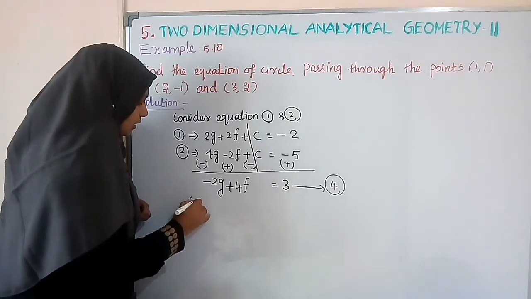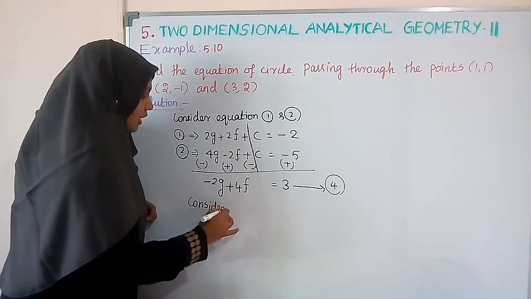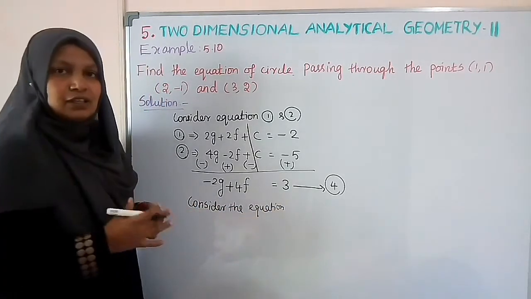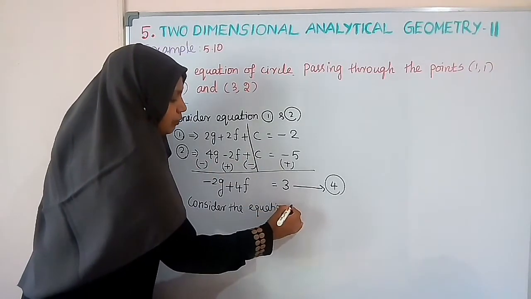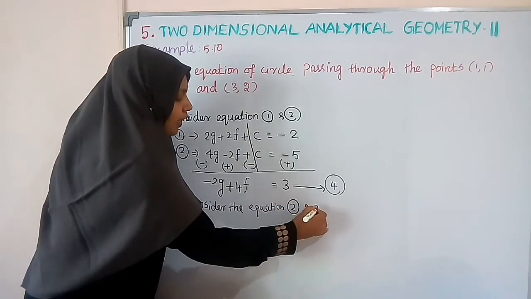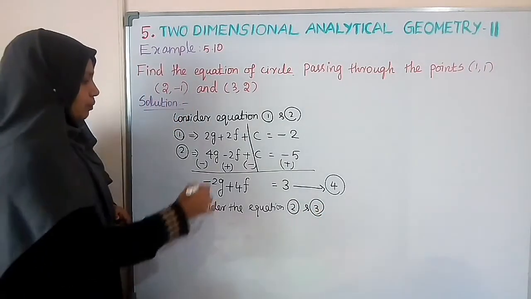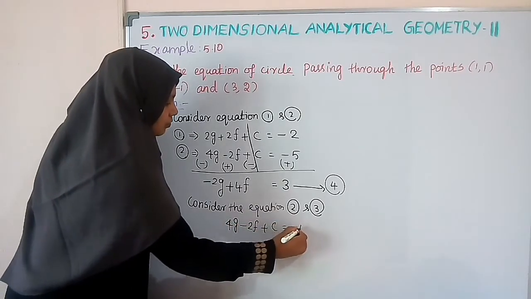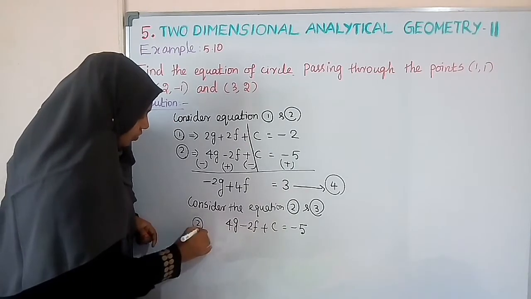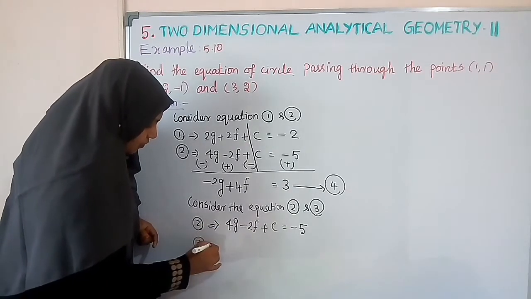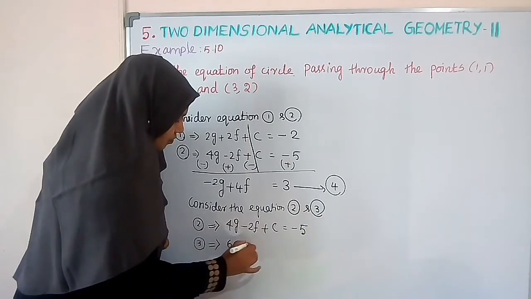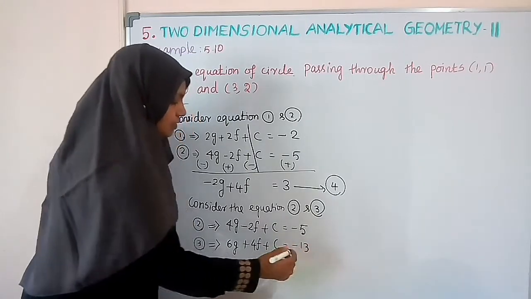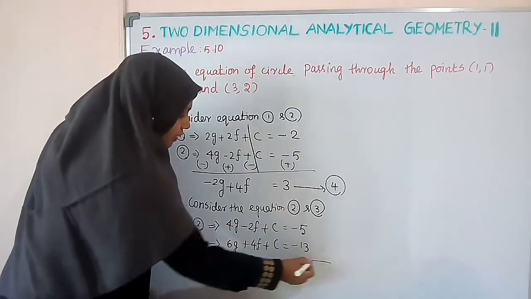Okay, so I am considering the next two equations. You can consider 1 and 3 or 2 and 3, any other two equations. I am writing equation number 2 and 3 here. This is equation number 2, and equation number 3: 6g + 4f + c = -30. Okay, so here also we have the same sign for c.